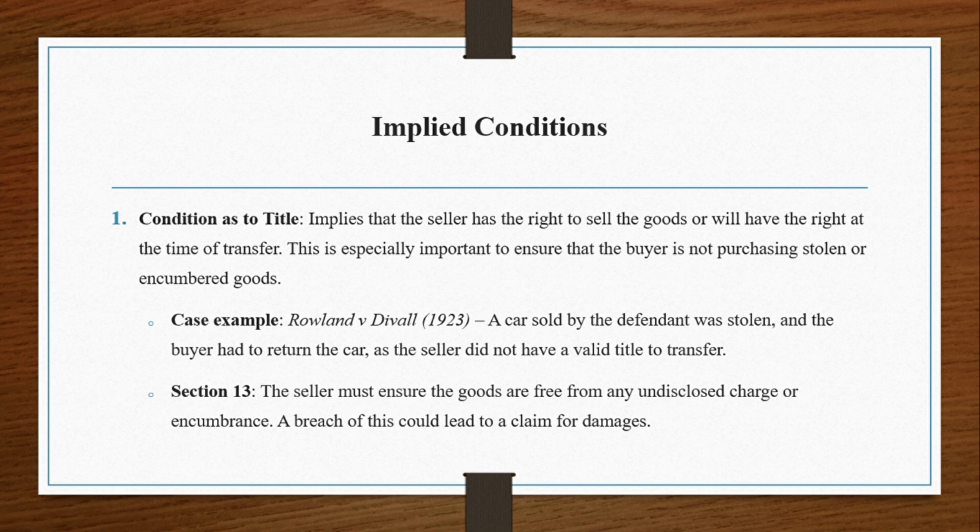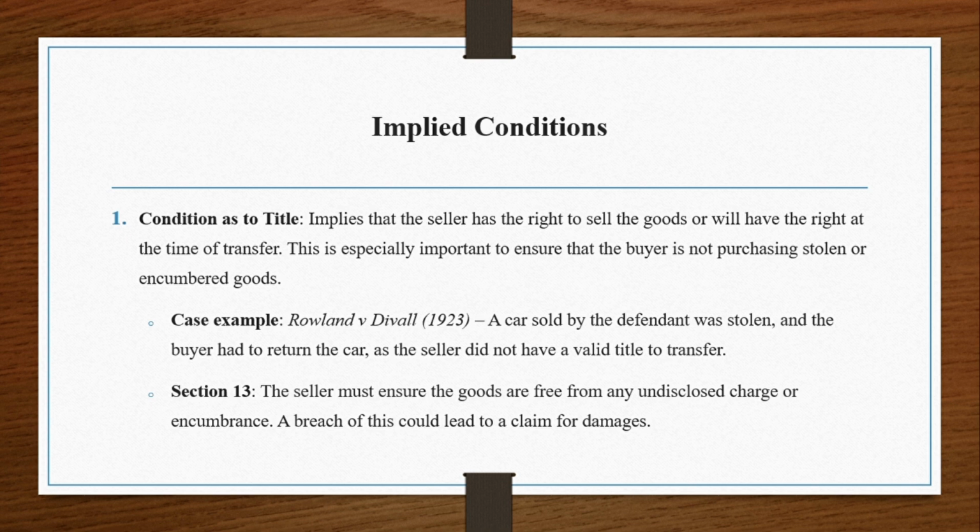This one implies that the seller has a right to sell the goods, or will have a right at the time of the transfer of property or ownership. This is specifically important to ensure that the buyer is not purchasing stolen goods. So condition as to title, this implied condition ensures that the seller has the right to sell the goods at the time of the transfer, and the goods are free from undisclosed charges or claims by third parties.